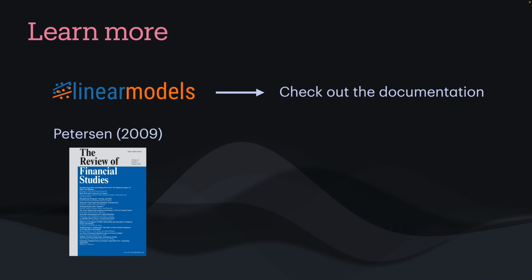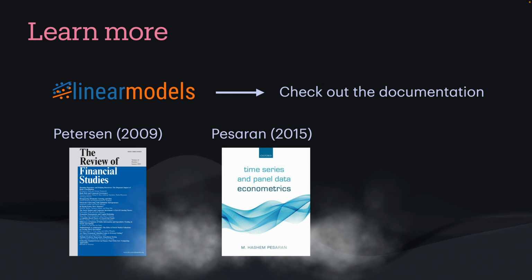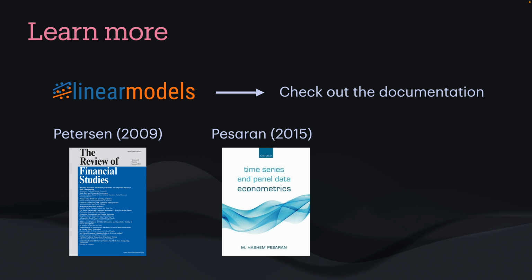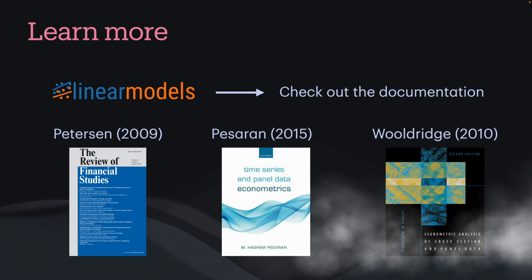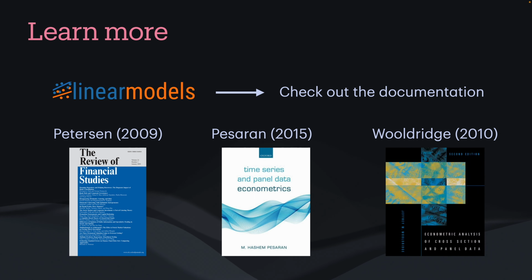For a complete textbook treatment of panel data, I recommend Time Series and Panel Data Econometrics by Hashem Pesaran. It is a great resource for anyone interested in learning more about the estimators we discussed today. To learn about more advanced econometric techniques, I recommend Econometric Analysis of Cross-Section and Panel Data by Jeffrey Wooldridge. It skims quickly over what we discussed today, but it goes much deeper into the theory and practice of panel data analysis.